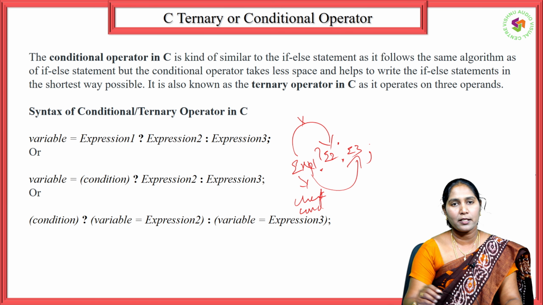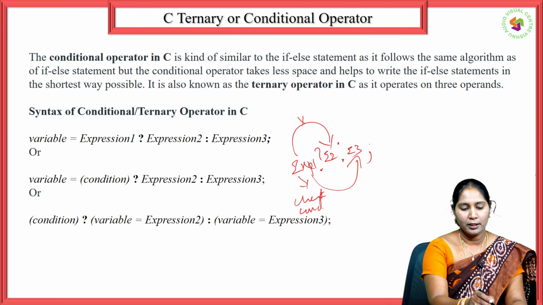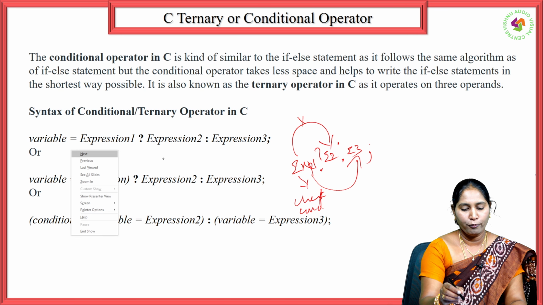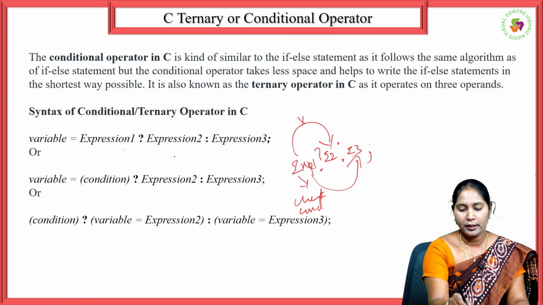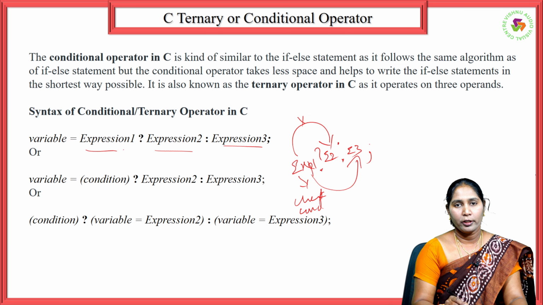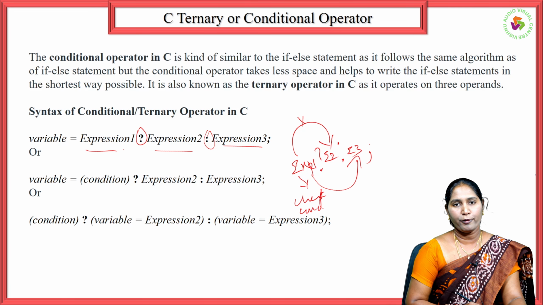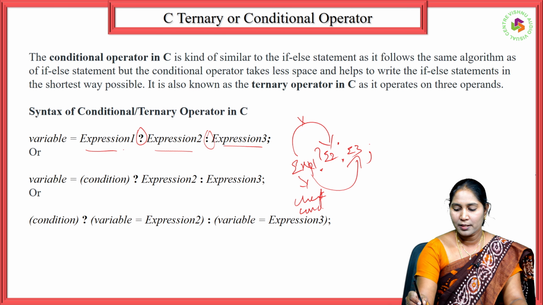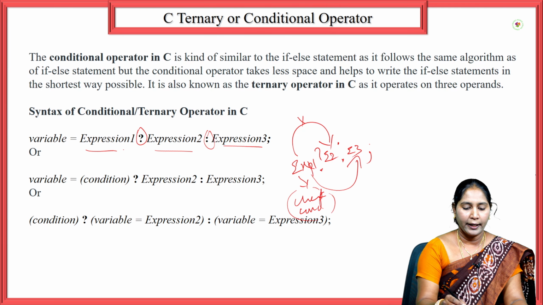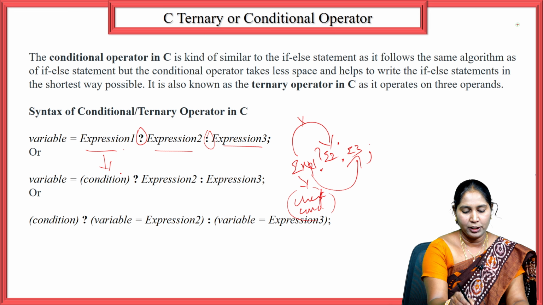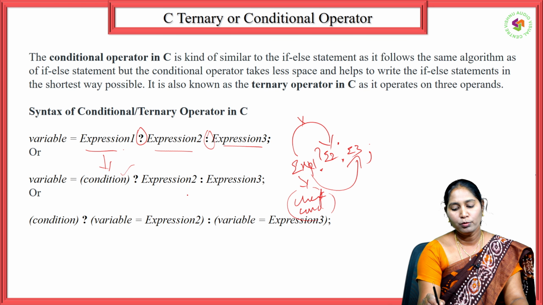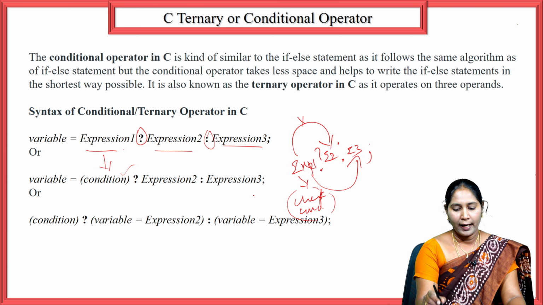So this is the basic syntax that you will follow for writing any program by making use of ternary operators. That is, variable equal to expression 1, question mark, expression 2, colon, expression 3. The question mark and colon are the ternary operators. Expression 1 is used for checking the condition, so instead of expression 1, I can simply write variable equal to condition question mark, then expression 2 colon expression 3 semicolon. Like that I can use it.